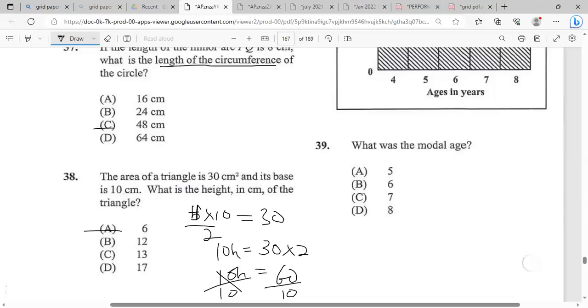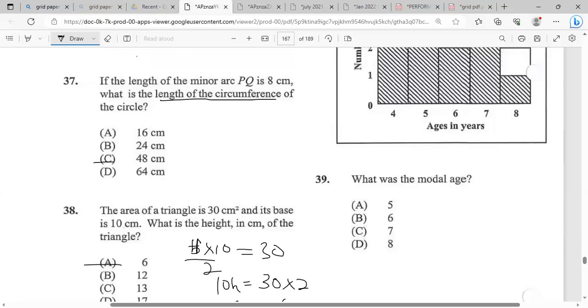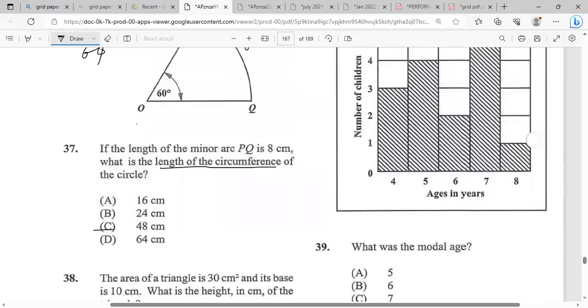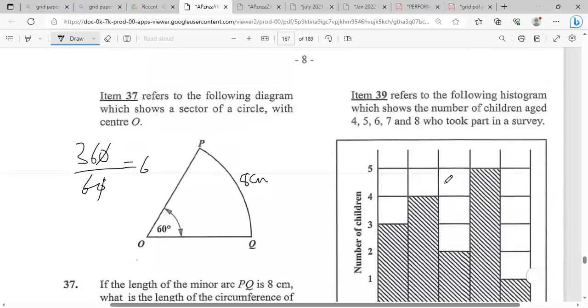Guys, I have to reduce the screen time. My eyes are paining me. All right, let's go. Let's go. Let's go.